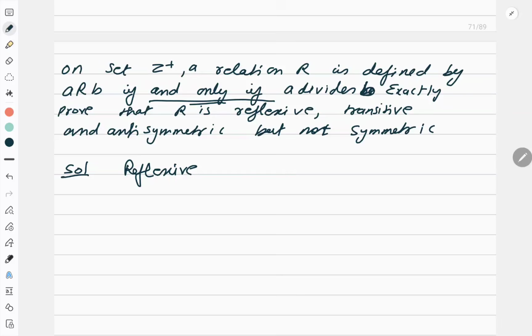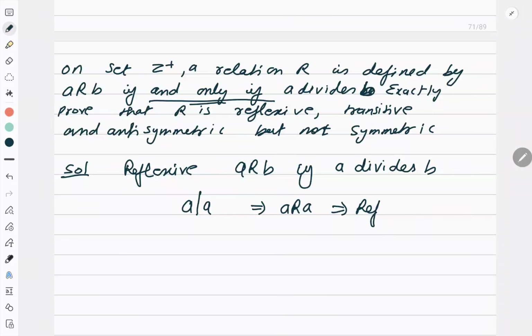Now I said A is R related to B if A divides B. Correct? Now we all know that A divides itself. This is how we write divides. A divides itself implies A is R related to A. So it is reflexive. Simple.